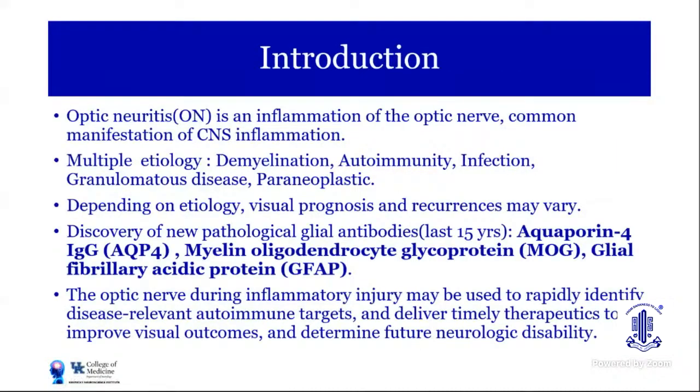So, optic neuritis, we all know, is inflammation of the optic nerve. It comes from multiple etiologies depending on which the visual prognosis and the recurrences vary. If you ask the one question, has the management of optic neuritis changed? Yes, because today we have these new pathological glial antibodies. That's your aquaporin IgG4 antibody, the MOG antibody, and the glial fibrillary acidic protein antibody. Today, the optic nerve during the inflammation can be used to rapidly identify disease-relevant autoimmune targets, deliver timely therapeutics to improve visual outcome, and determine future neurologic disability.